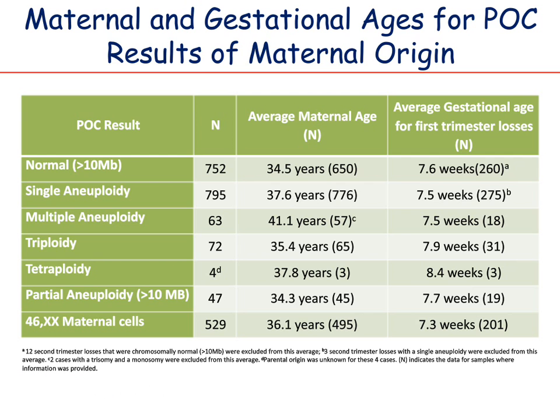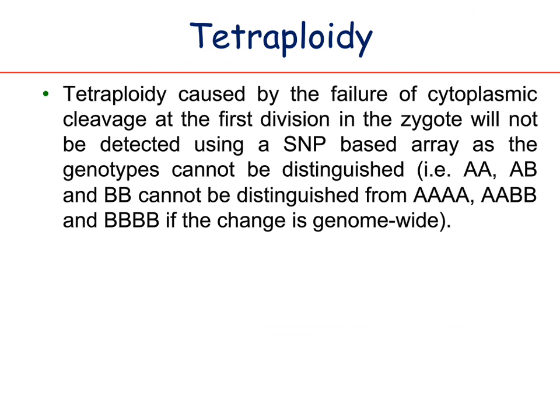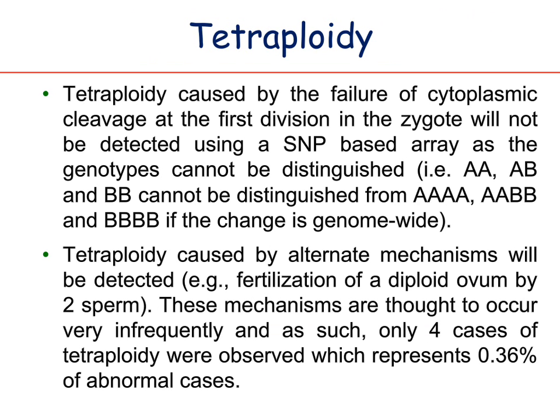I mentioned tetraploidy. We know that tetraploidy caused by the failure of cytoplasmic cleavage at the first division in the zygote will not be detected using a SNP-based array, because you cannot really distinguish the genotypes when you just have a doubling. So AA, AB, and BB essentially will look identical to AA, BB, and BB. So when you get tetraploidy that is caused by alternate mechanisms, then you can detect it. These would include fertilization of a diploid ovum by 2 sperm, because then the genotypes will be distinguishable. And these mechanisms are thought to occur very infrequently.